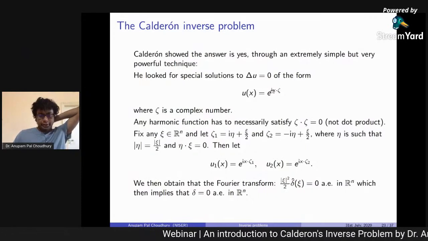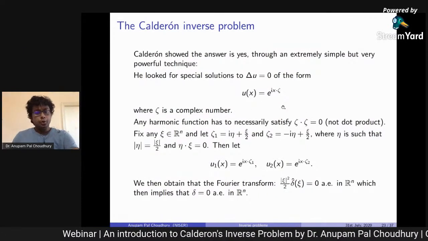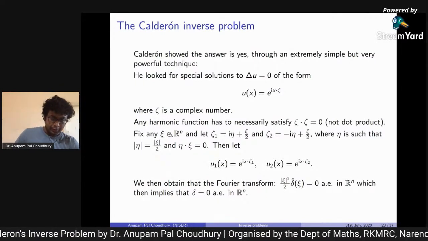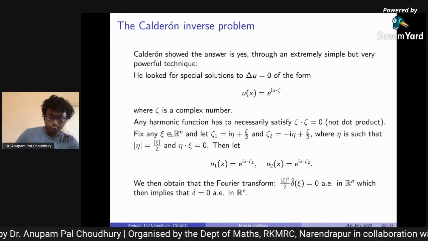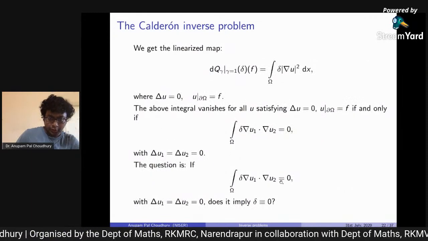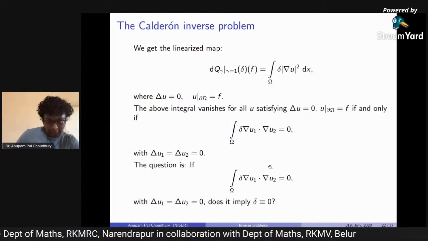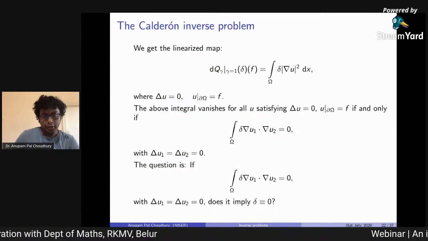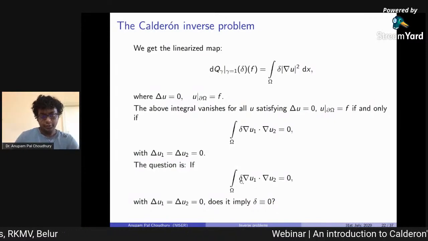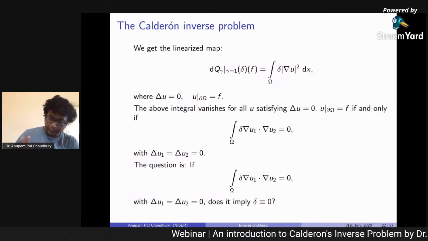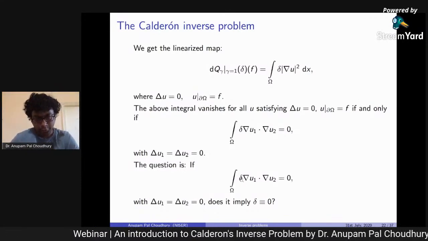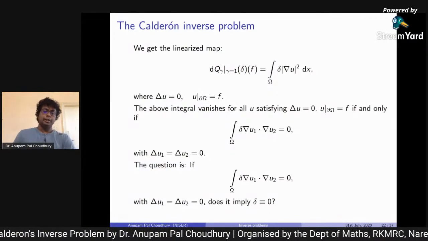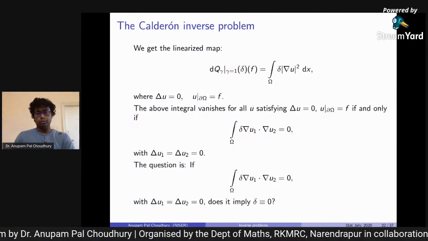Okay. So using this sort of solutions, what he now did was he fixed some. The idea is to transform this integral somehow into information about the Fourier transform of delta. Suppose by some way you can prove that the Fourier transform of delta is 0, then immediately you know that delta is 0. So that is the idea.